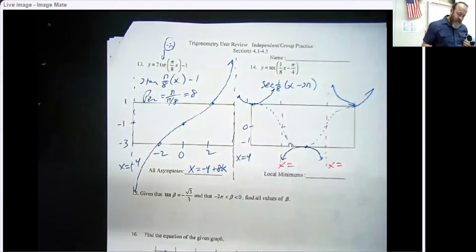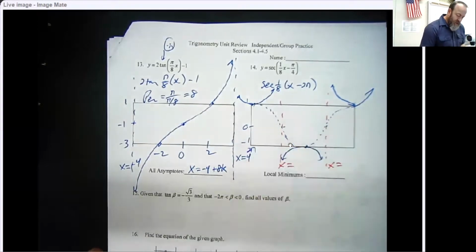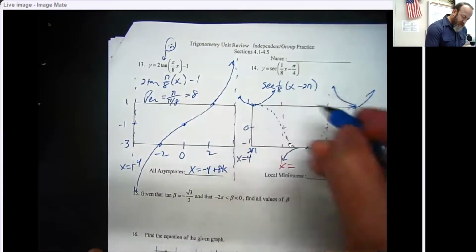But we're kind of getting there a little bit at a time. My phase shift left edge was 2 pi. My period, now this is kind of weird. My period is 2 pi over 1/8.